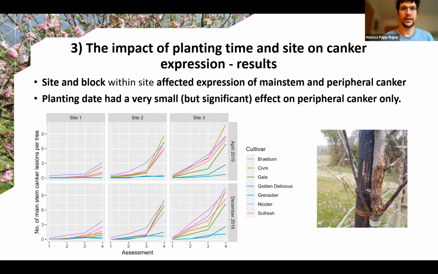So a really important take-home message here is that the site differences very strongly affected the amount of cankers that we see, but within site as well. Which block within site we analyzed, the position within the site, had an effect as well. Planting had a very small but significant effect, and only on peripheral cankers, not on the main stem cankers.